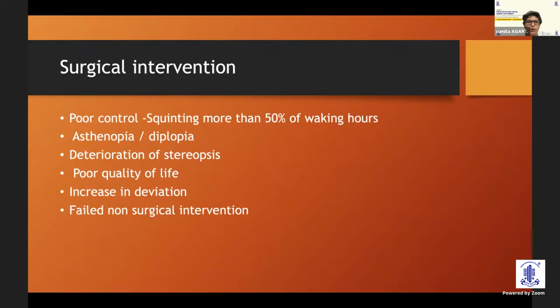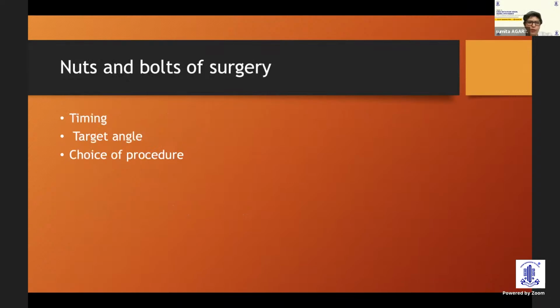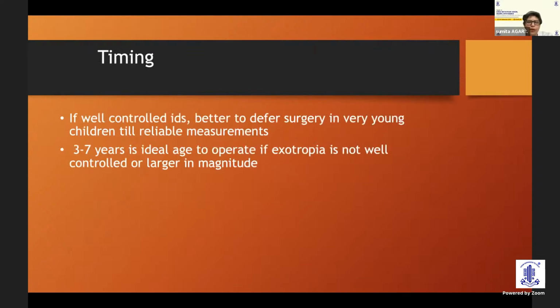Now, surgical intervention: if you see poor control, or squinting more than 50% of the waking hours, or a constant squint, these are my indications for planning surgery. And of course, if the patients ask for it, and parents do often take that decision for us in several instances. So all of these are your indications for surgery. So you have to worry about target angles, timing, and choice of procedure. If it is well-controlled IDS, it is better to defer surgery in very young children till you have reliable measurements.